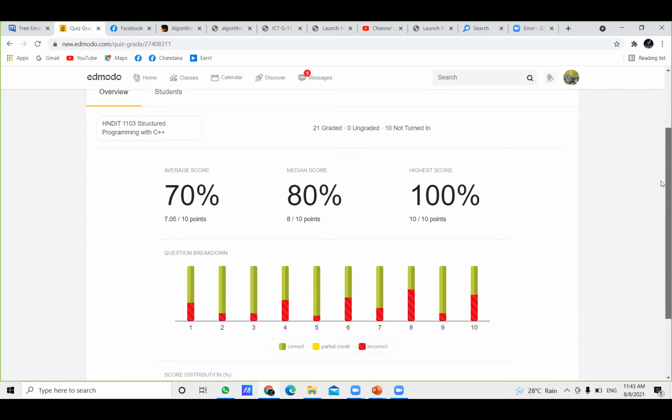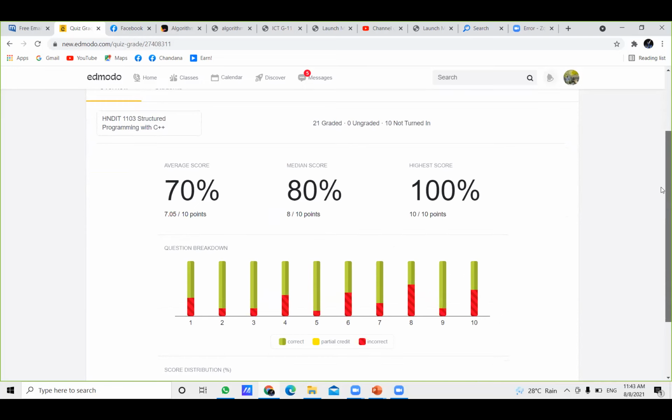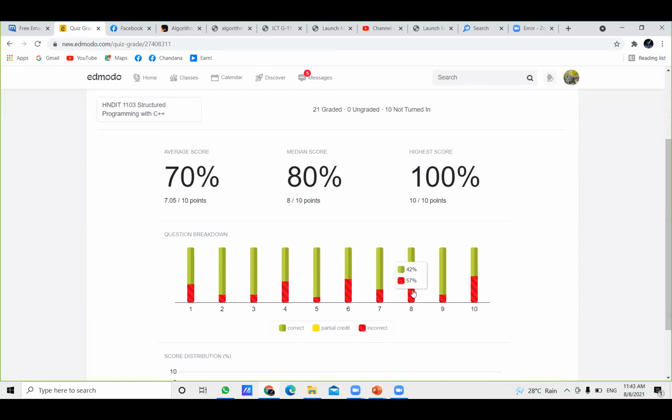Most of you made a mistake in question number 8. 57% of you gave a wrong answer for question number 8. That's the worst one. Then question number 3 is the best question. 85% of you gave the correct answer for the 3rd question. We'll see what the 8th question is.